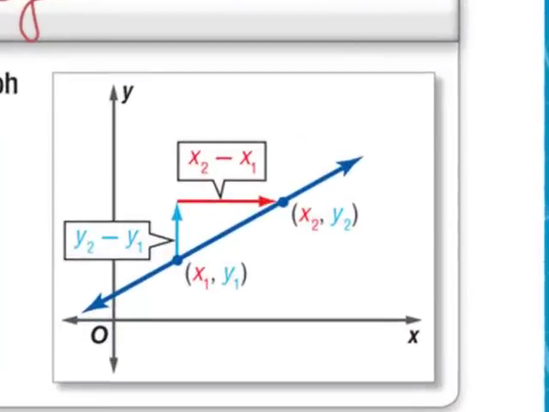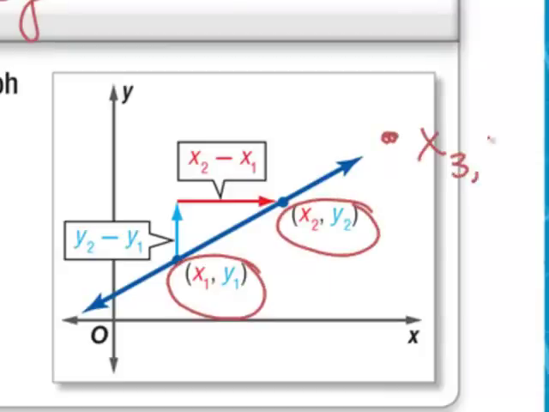A line is very unique in the fact that anywhere we look on the line, in our graph here, if we look from this ordered pair to this ordered pair, or if I were to put another ordered pair up here, x3, y3, that rate of change, that increase compared to that piece here, it's going to be the same no matter what. And that's what makes a line unique.